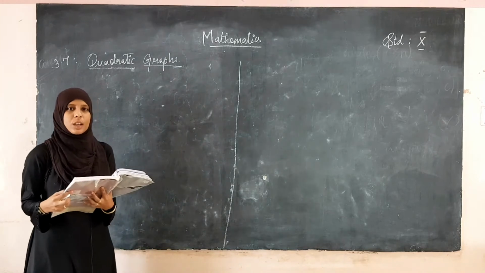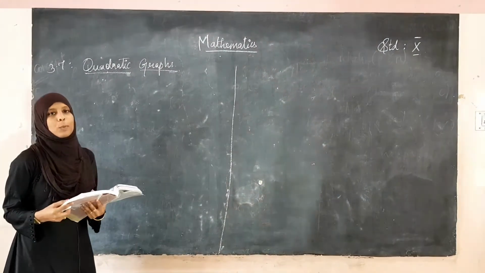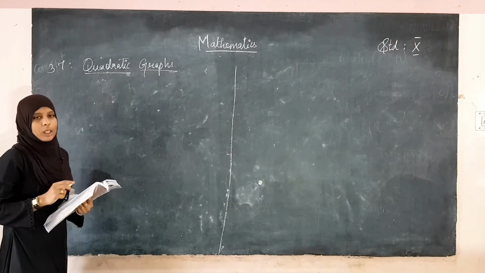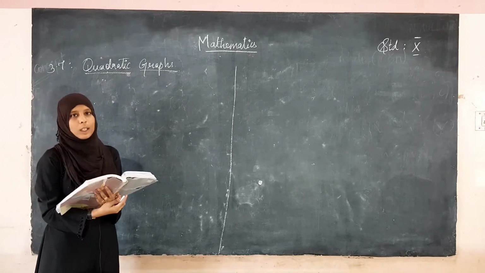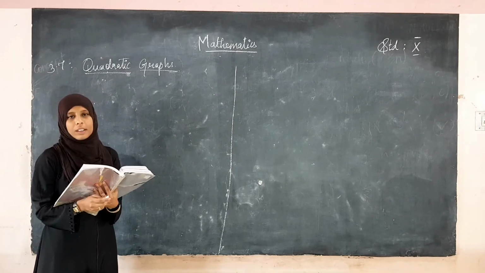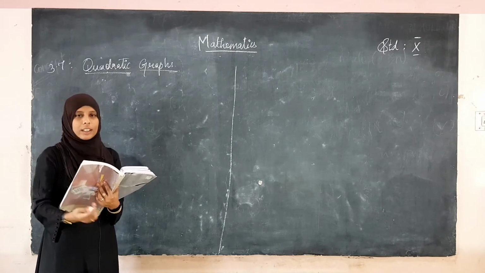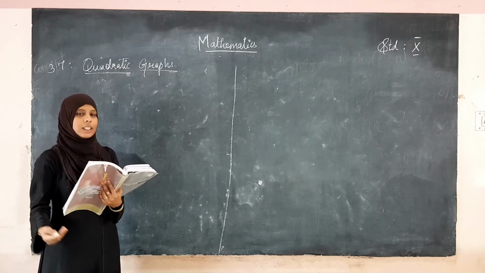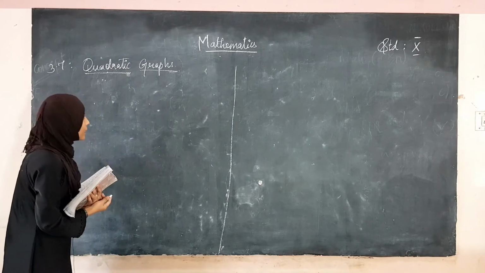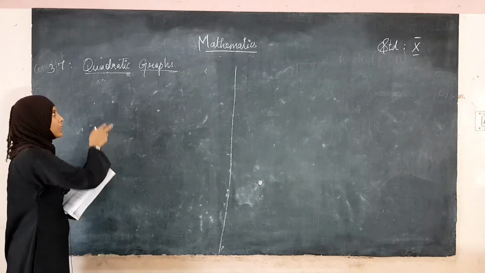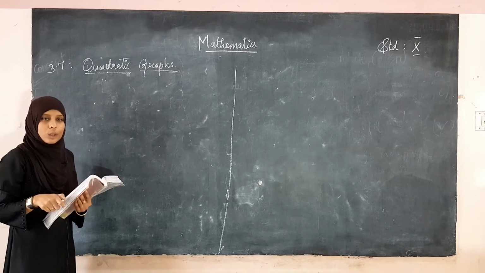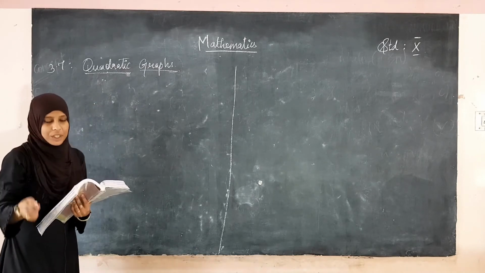So in today's class we are going to see the topic 3.7, that is quadratic graphs. Till now we have seen the quadratic equation, the nature of the quadratic equation, and the relation between the roots and the coefficients of the quadratic equations, right. We have seen many things in the quadratic equation. In today's class we are going to combine two things, that is graph and the quadratic equation. How we are going to draw the quadratic equation in a graph.